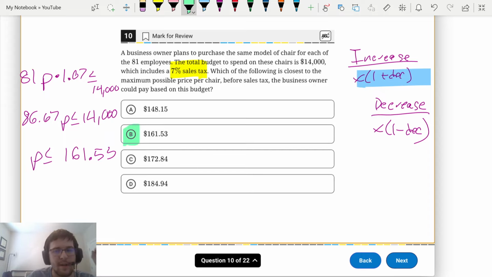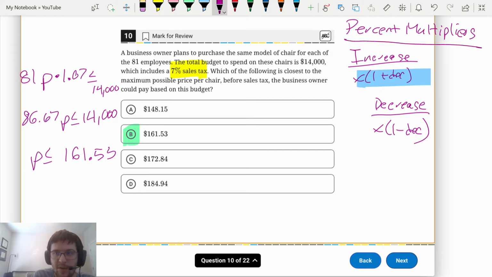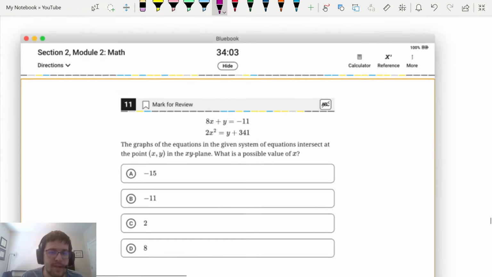If this percent multiplier stuff I was just talking about is new to you, you really got to look up a worksheet or go on Khan Academy or something and practice doing this over and over and over again until it becomes second nature, because they ask about this all the time. And remember, a sales tax is always a percent increase. All right, let's keep going. We're almost done.